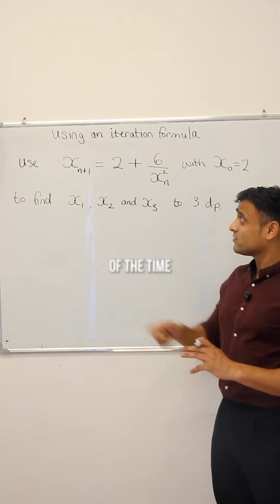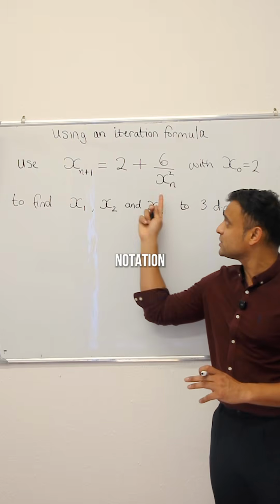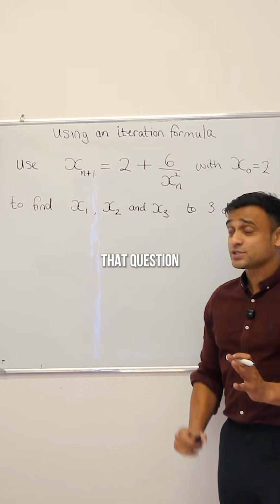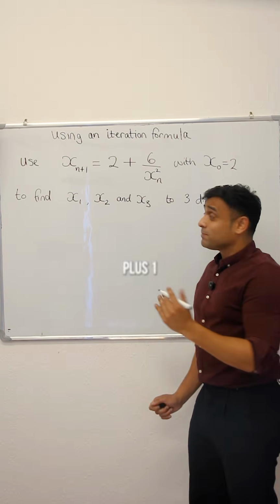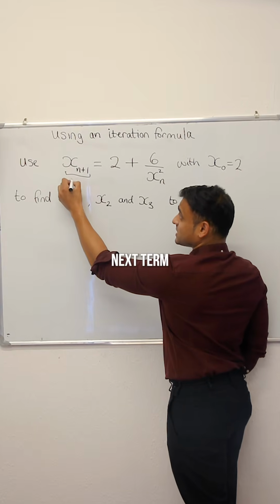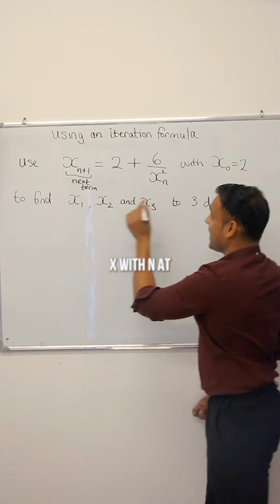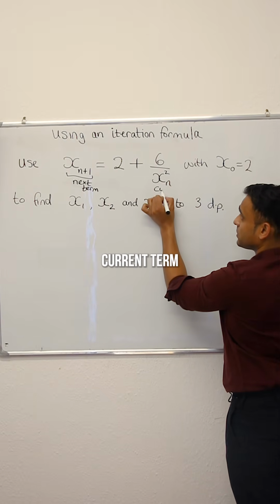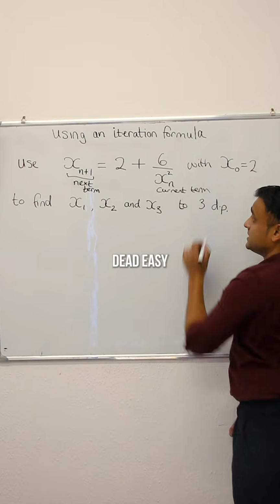Now the first thing is, a lot of the time students will see this funny notation and completely freak out and miss that question. There's no need, because all x n plus 1 means is the next term, and x with the n at the bottom is the current term. Once you know that, it's dead easy. So let's have a look.